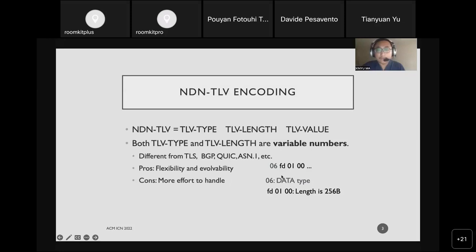For example, if we have a data packet which is 256 bytes, then the TLV type and length part of the data would be like this. The TLV type part is 06 as the data type, and the TLV length part would be FD, which marks that the next two bytes represent the TLV length, and the next two bytes are 0100, which is 256.